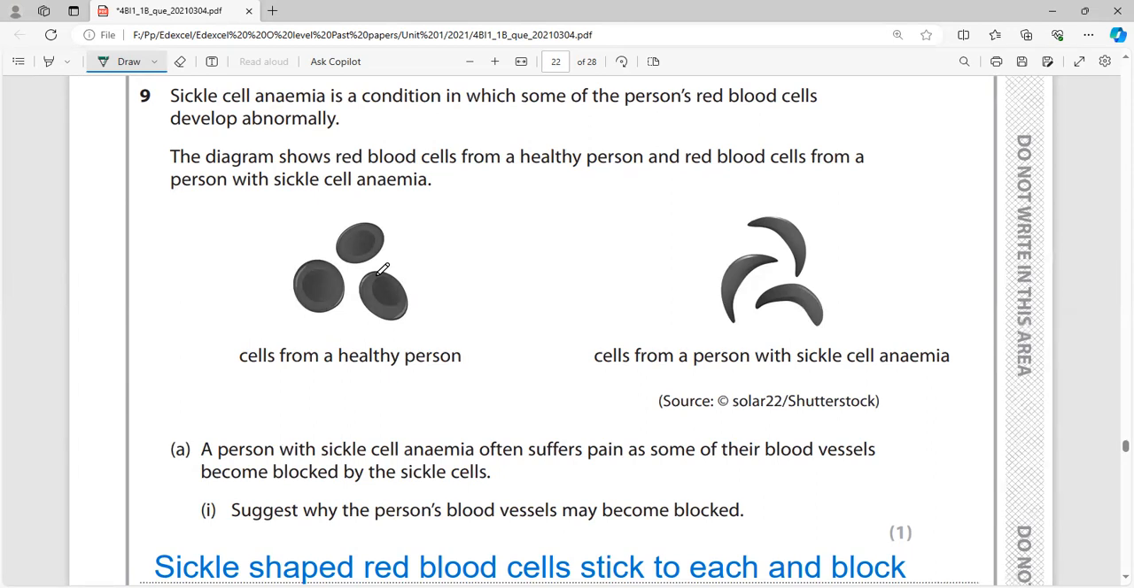So you can see the red blood cell in a healthy person, they are normal, circular in shape. What about the sickle cell? They are in a sickle shape and they are bent. Why? Because they have a less surface area.